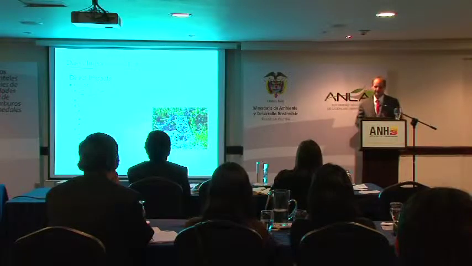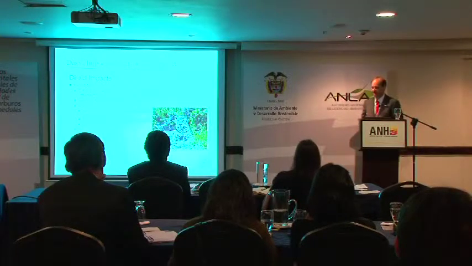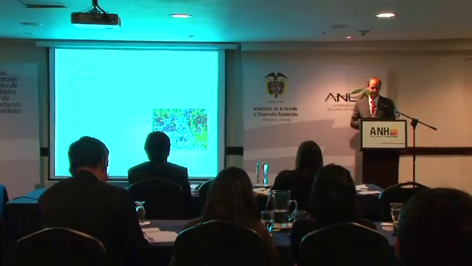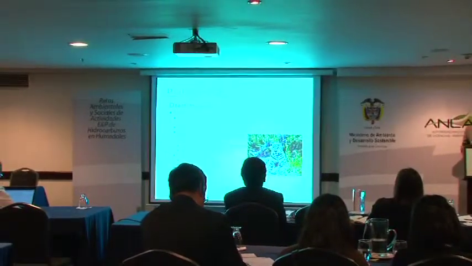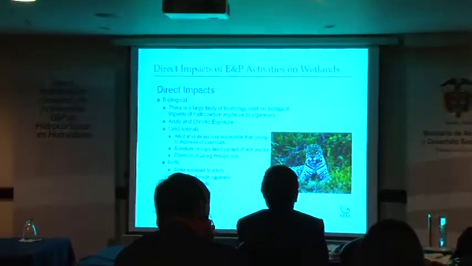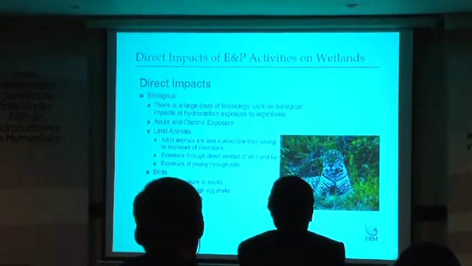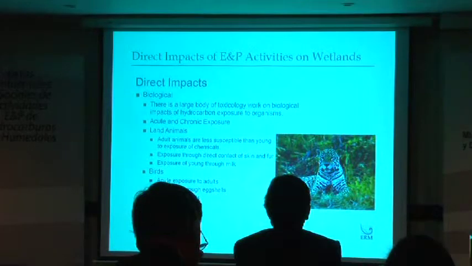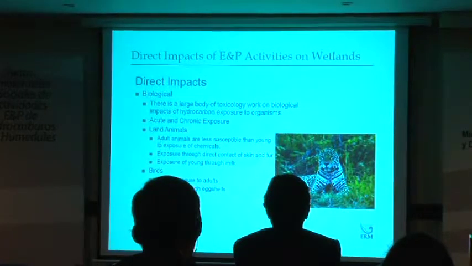There's a very large body of toxicology literature and research that's been done on the exposure of hydrocarbons to organisms, both from the acute and the chronic exposure level. From a land animal standpoint, most land animals, birds, as well as mammals and reptiles, are less susceptible at the adult level than they are at the juvenile and the young level. That's partly because juveniles are growing faster. They also don't have as well-developed immunity systems, and they don't have as well-developed structures, particularly like mammals.